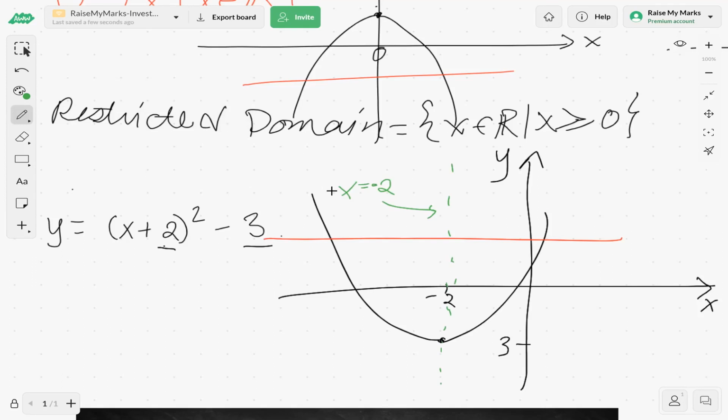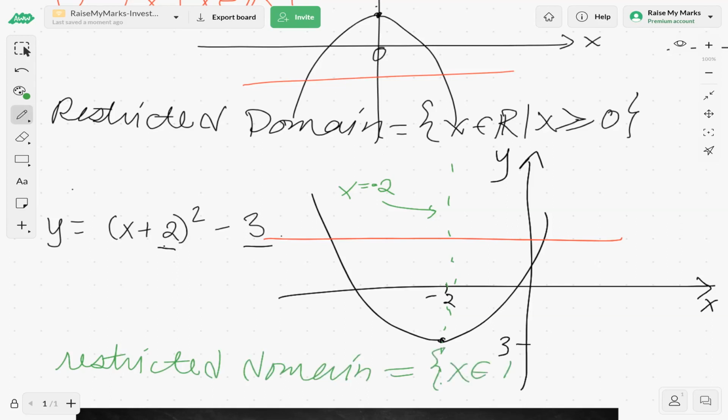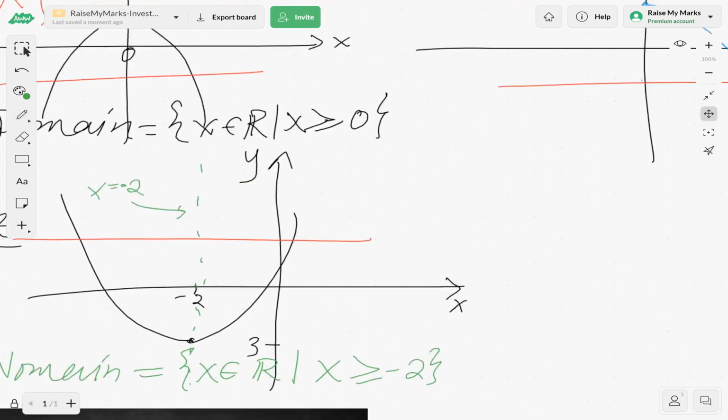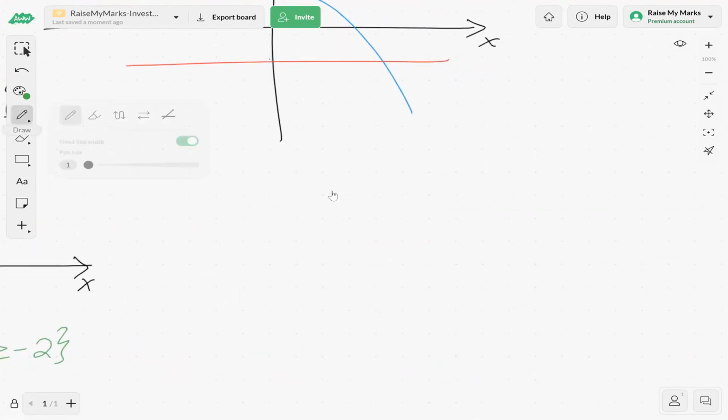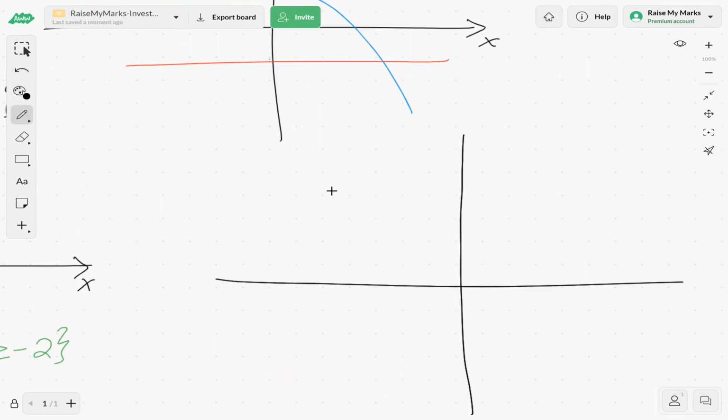So let's have a look. Our restricted domain equals x is a real number such that x is greater than or equal to -2. Let's scroll over to the right and see what this new function looks like with the restricted domain. We'll quickly draw it. It's not very pretty. Okay, got our axes.